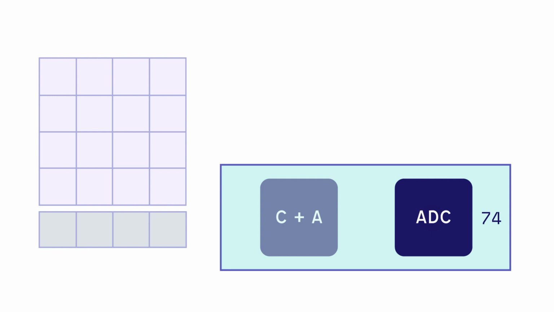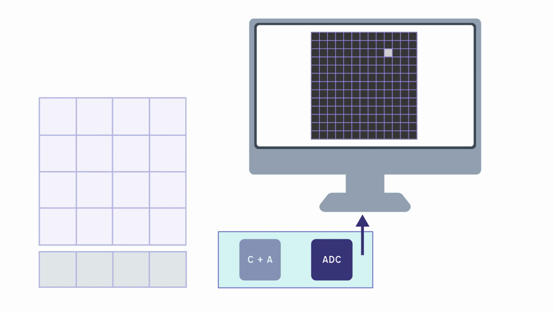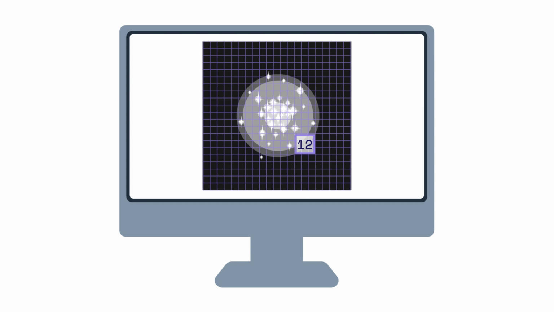We can convert this number into a colour or a brightness to show it on a computer screen. A darker pixel in the image indicates a low number of photons fell on the pixel, and a bright pixel indicates a higher number of photons fell on the pixel.